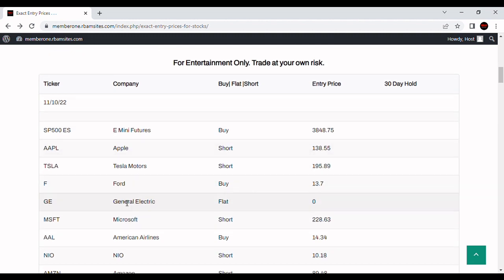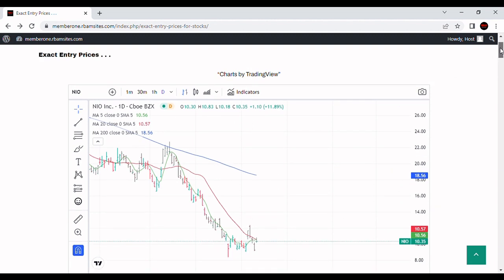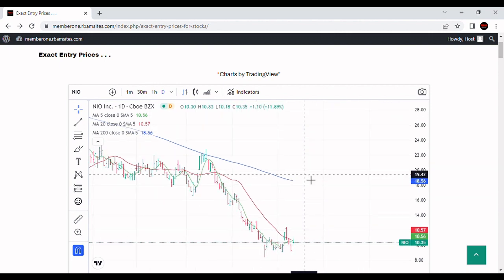Let's take a look at NIO on a 30-day hold. This is in today, assuming your own analysis is a good idea, and out at the end of 30 trading days at a loss, or take your profit sooner if you get it. NIO is down here. It's got a short at $10.18. Let's see what that says here. And it did hit, the 10.18 is the low. So technically you could have shorted at the low, but you probably couldn't have got in. But that's what it's calling for.